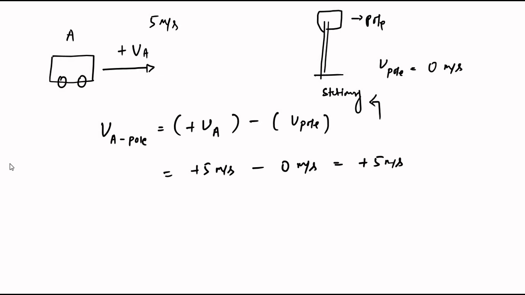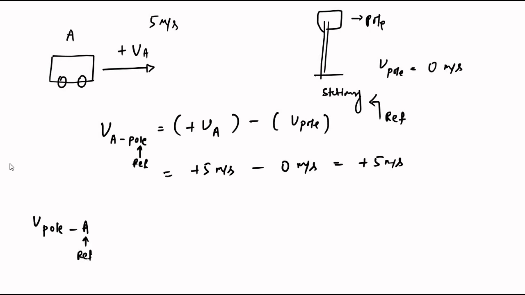Here this is the reference. So someone sitting on the pole, to him it appears as if the car is approaching the pole with a velocity of 5 meter per second. Towards the right, that's why plus. So another situation, velocity of the pole with respect to the car. Here this was the reference, now this will be the reference.